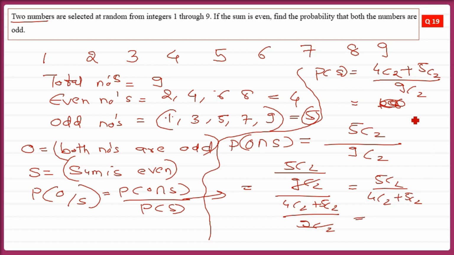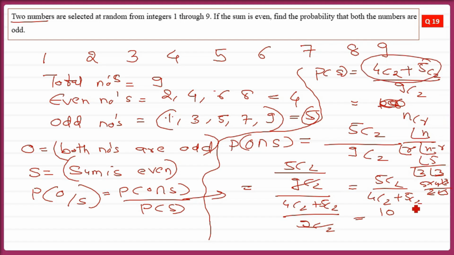See, nCr is what? nCr is factorial n divided by factorial r divided by factorial n minus r. So factorial 5 divided by factorial 2, factorial 5 minus 2 is 3. So this becomes 5 into 4 into factorial 3. Factorial 3 is already there, this gets cancelled. Factorial 2 is 2 only. So 5 times 4 is 20. 20 divided by 2 is 10. 10 will come in the numerator.